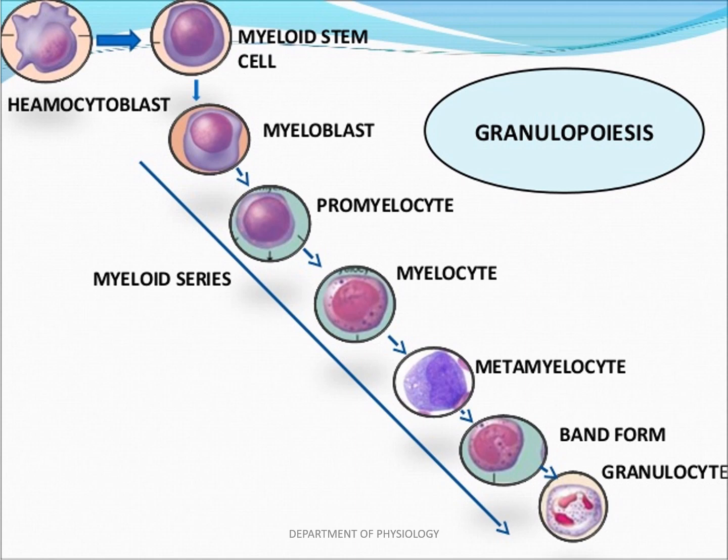So this is the flow chart to show how a granulocyte is formed. The starting point is the hemocytoblast. From that, the myeloid stem cell is formed. From there, myeloblast. From myeloblast, it is converted into promyelocyte. Next, it is converted into myelocyte. From myelocyte, it becomes metamyelocyte. And from there, band formation is done and it is differentiated into granulocyte. This process happens through the myeloid series. This process we call granulopoiesis.